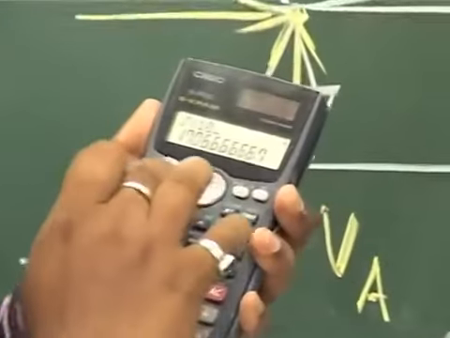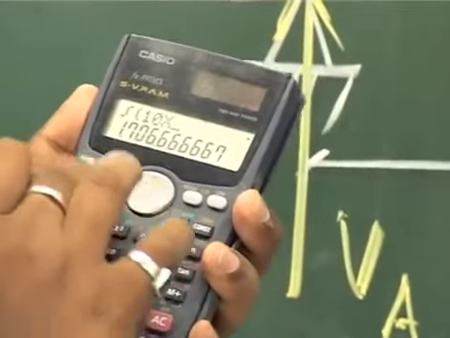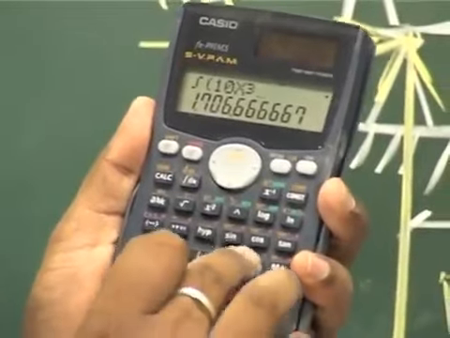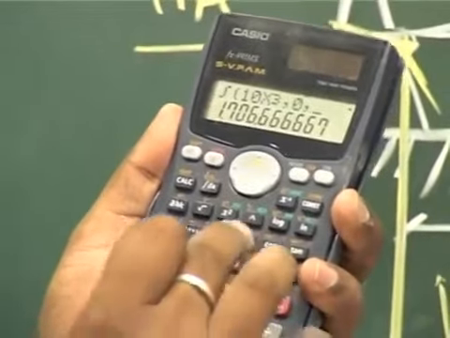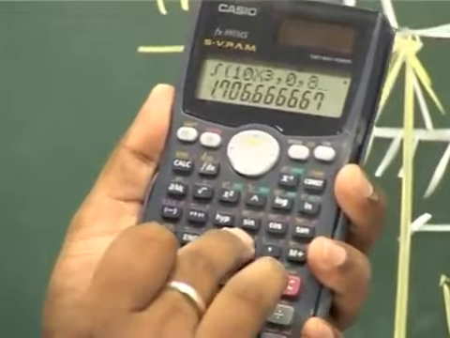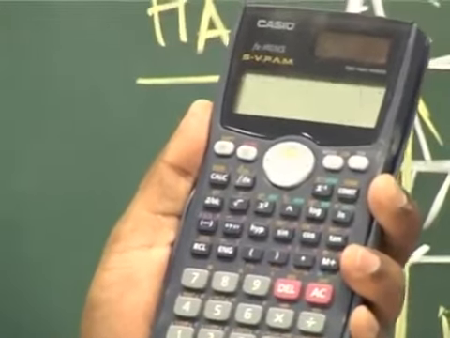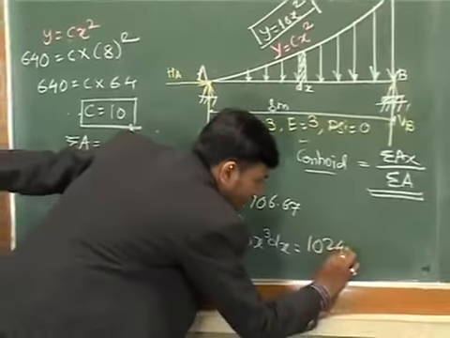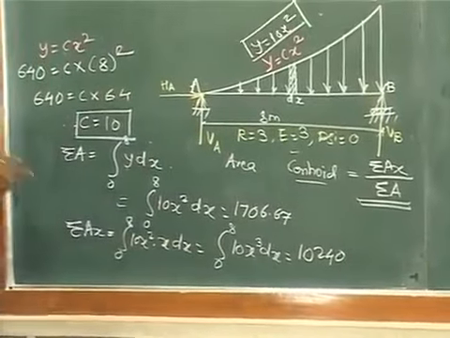Again we calculate with the help of the calculator: integration button, 10 alpha x cube, so it will be 10x cube, comma, lower limit first, upper limit afterwards, complete the bracket and press the equal to sign. So it will be 10240. This is the summation ax.